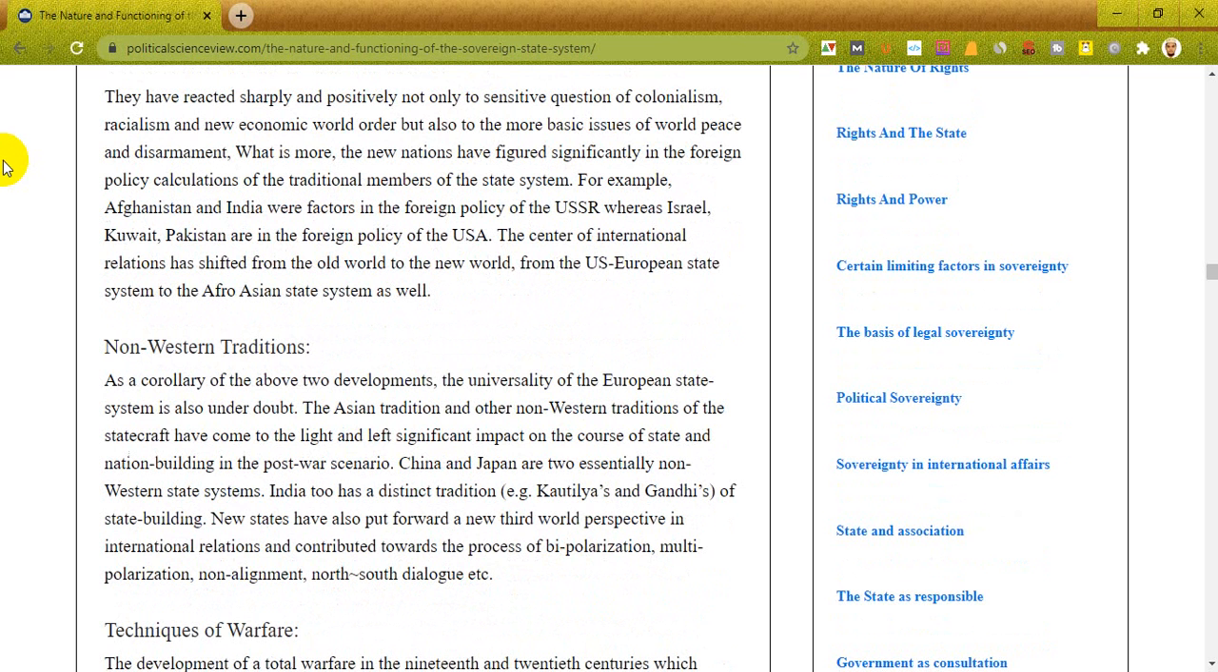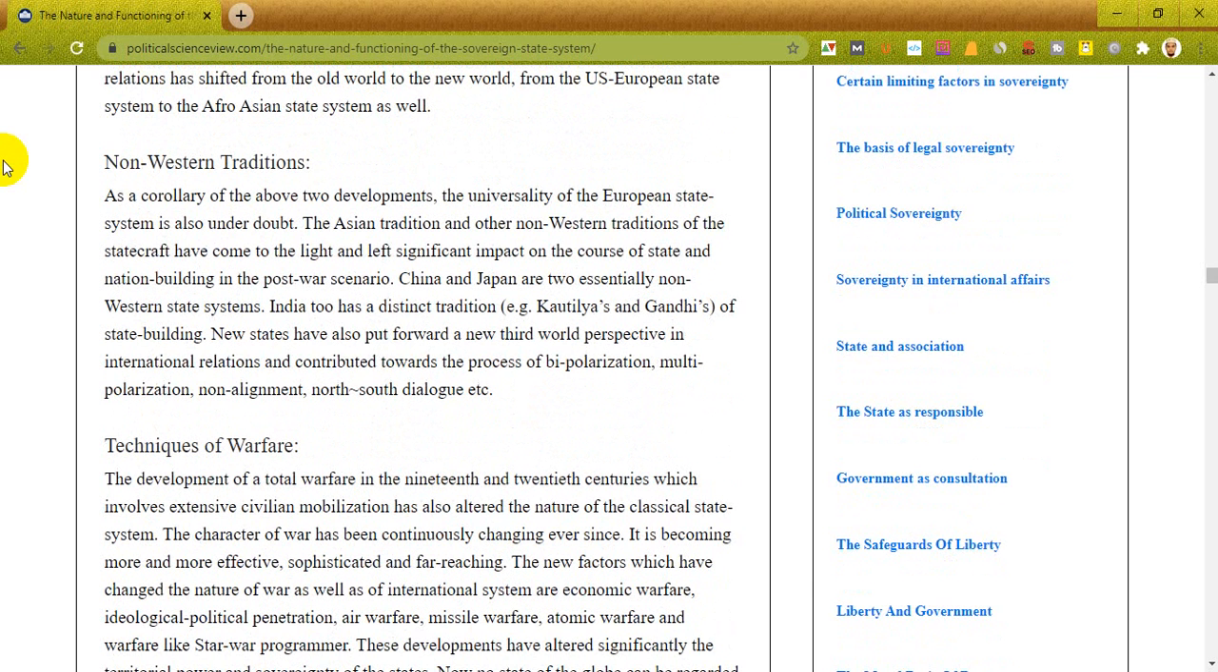What is more, the new nations have figured significantly in the foreign policy calculations of the traditional members of the state system. For example, Afghanistan and India were factors in the foreign policy of the USSR, whereas Israel, Kuwait, Pakistan are in the foreign policy of the USA. The center of international relations has shifted from the old world to the new world, from the US-European state system to the Afro-Asian state system as well.